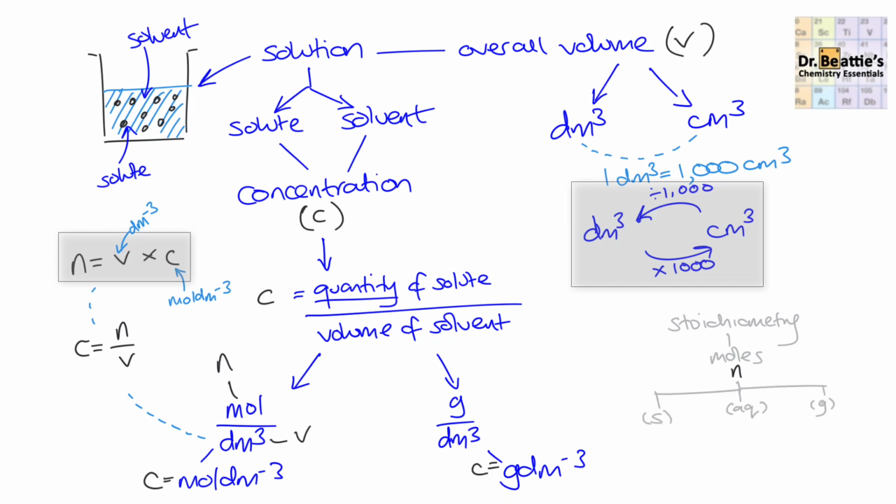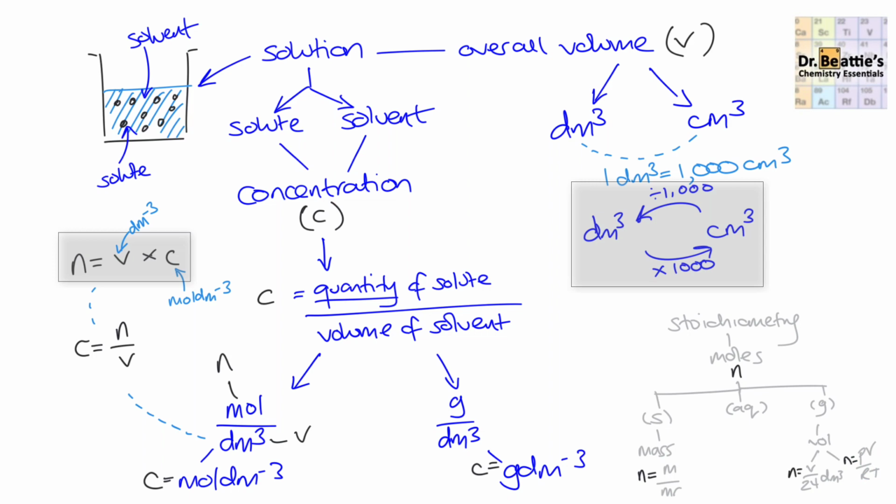So solid is mass, which is related to moles by taking the mass and dividing by the molecular mass. Gases are described by their volume. If they are a gas at standard temperature and pressure, then we can use volume in decimeter cubed divided by 24 decimeter cubed to get n, the number of moles. If our gas is actually not at standard temperature and pressure, we have to use the ideal gas law. That is just pressure times volume divided by the gas constant R times temperature in Kelvin.